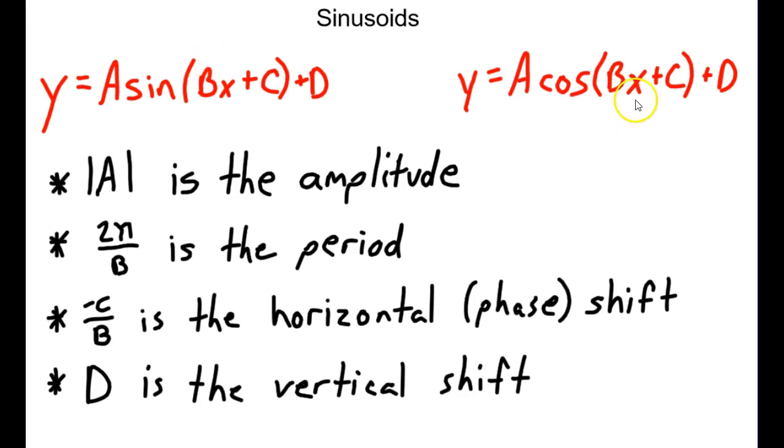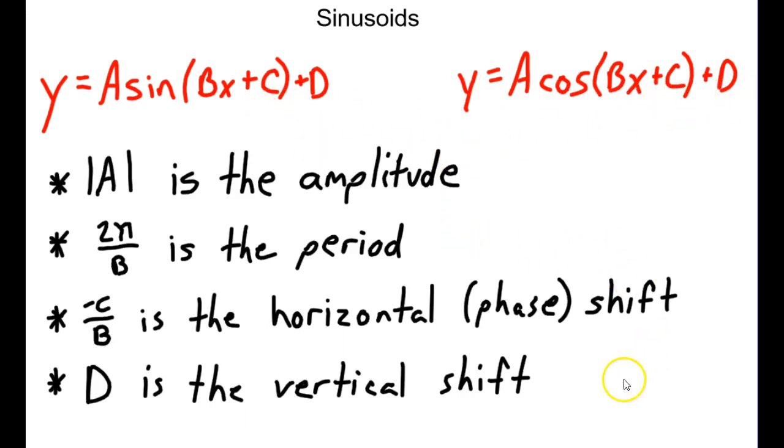We have one for sine and one for cosine. They're basically following the same key parts though. So we have y equals a times sine of bx plus c plus d, or we have y equals a times cosine of bx plus c plus d.